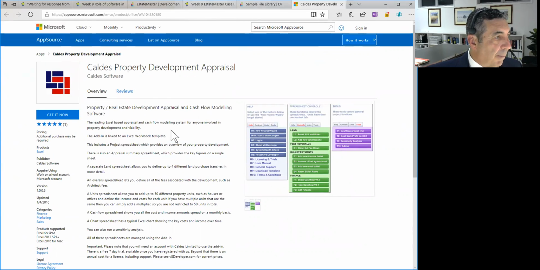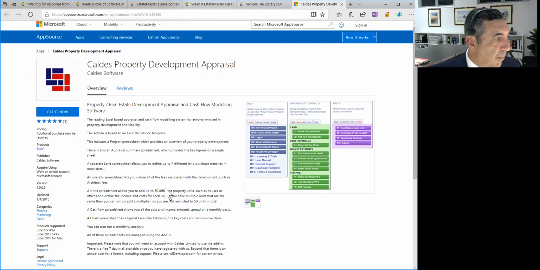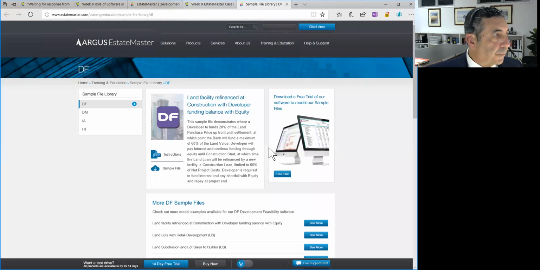So it provides an opportunity for you to look at different spreadsheets applicable to land purchases up to 4 tranches at a time. And it defines fees associated with the development, such as architect fees. So that's a great way of a small scale property developer realistically competing in terms of technology with much larger organisations. Now, let's have a look at Estate Master.